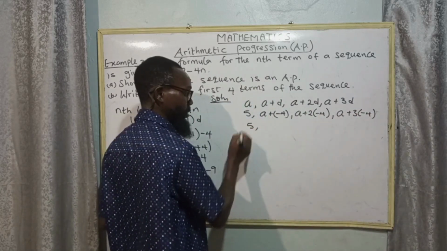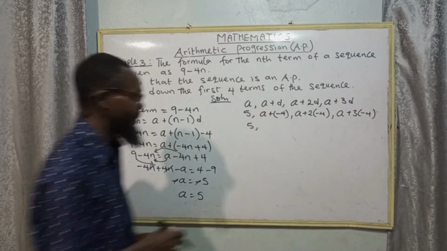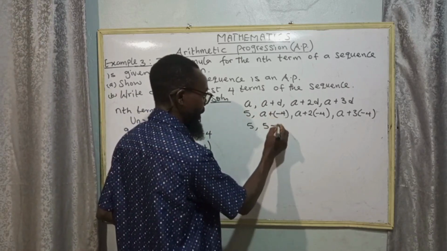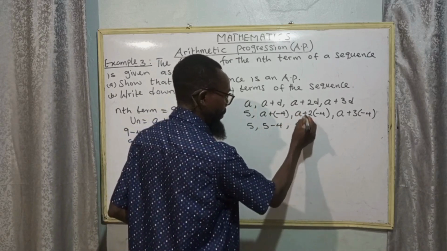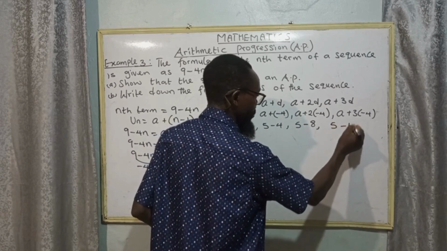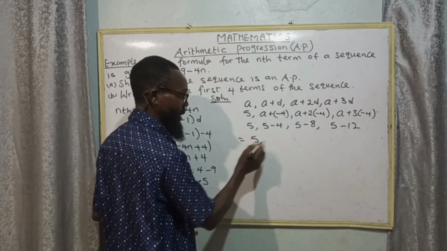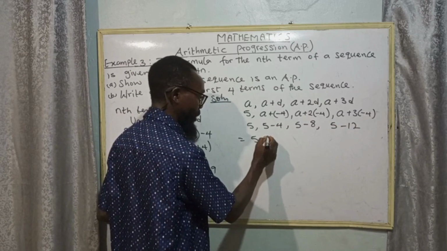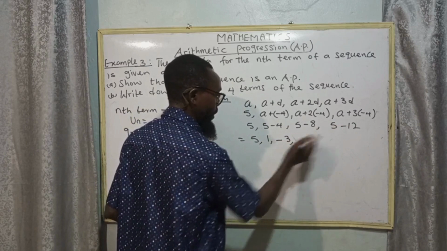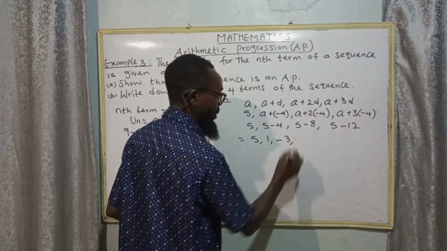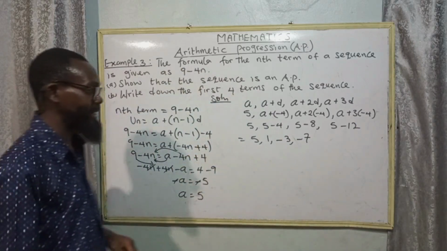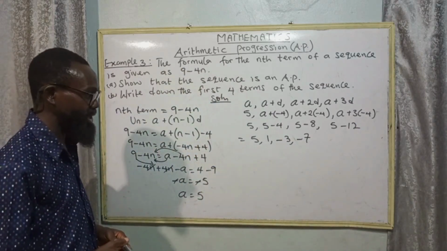So we have 5. And don't forget, the a that I've been talking about here is 5. 5 plus minus 4, 5 plus minus 8, then 5 minus 12. So here we have 5, comma, 5 minus 4, we have 1. 5 minus 8, we have minus 3. 5 minus 12, so I have minus 7. Now, these are the first 4 terms of the sequence.